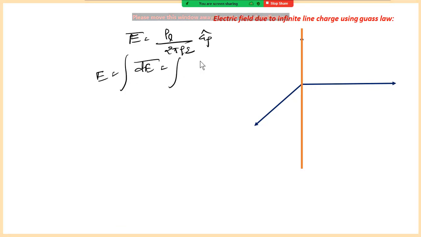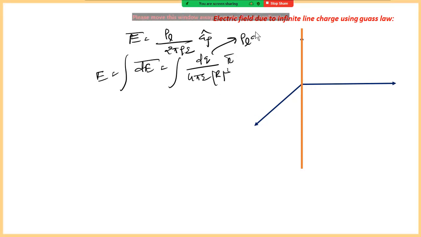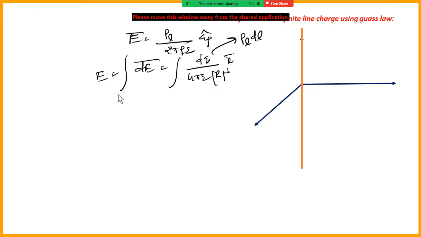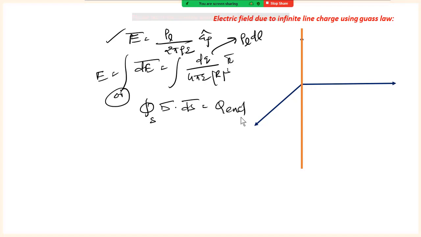So the integral we got was dq by 4 pi epsilon magnitude of r cube into r bar, and this dq we wrote as rho l dl. This is the procedure we followed, but it is the lengthiest procedure. Instead, using the Gauss law, we can get this equation very easily. Gauss law means closed surface integral of D bar dot ds bar is equal to q enclosed. This is the formula we have, and we can use it to calculate the electric field of the infinite line charge.